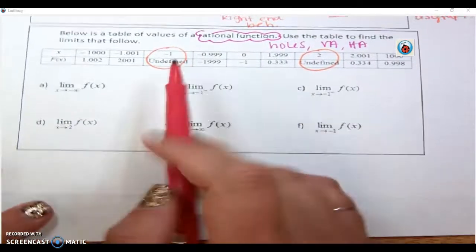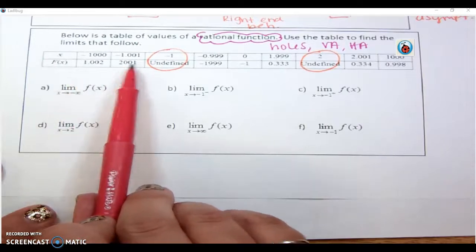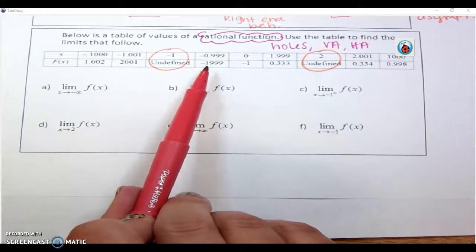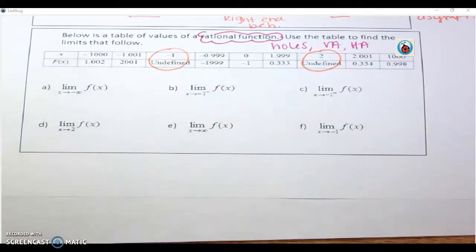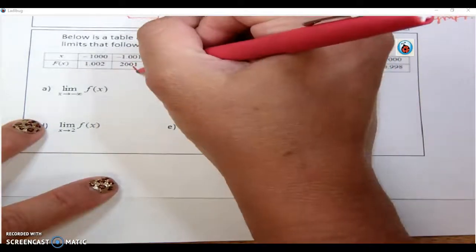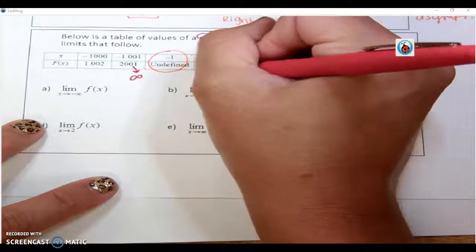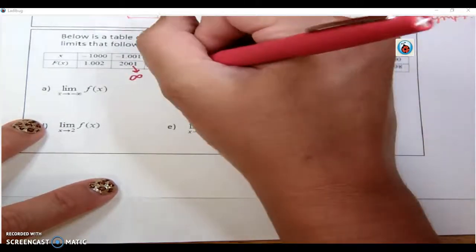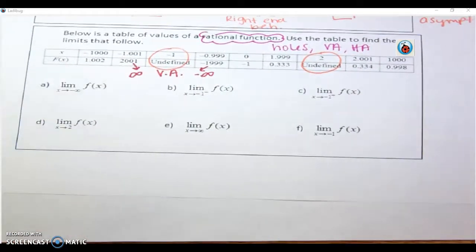So let's look at the -1 first. See how this is a really big number, 2001, and this is a really small number, -1999. So what this is saying is this is getting bigger and bigger. This is going towards infinity, and this is going towards negative infinity. Well, what does that mean? That means that you're going to have a vertical asymptote at x equals -1, because one side is getting very large and one side is getting very small.